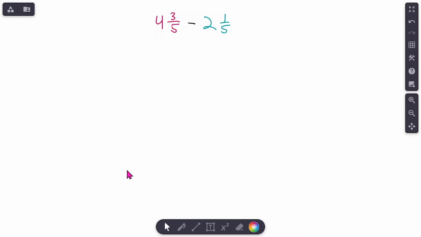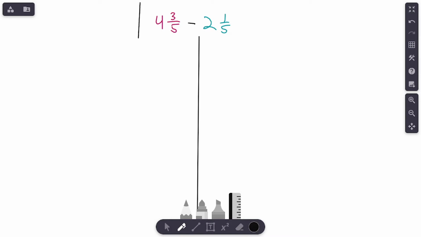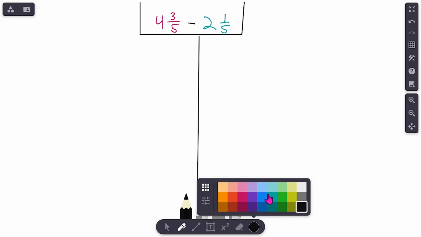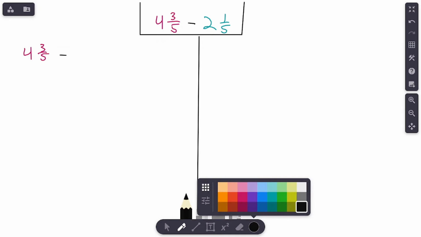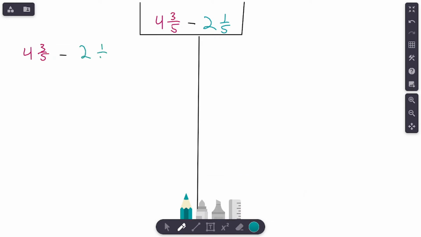Here we go, 4 3/5 minus 2 1/5, and I'm going to divide my screen into 2 different sections here, simply because I'm doing 2 different strategies really, and I want to make sure we can differentiate between the 2. So here we go, we've got 4 3/5 minus 2 1/5. I always like to rewrite it, helps me keep track of stuff.